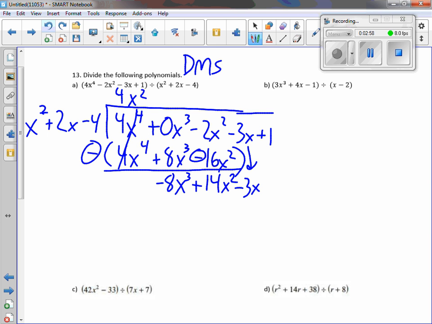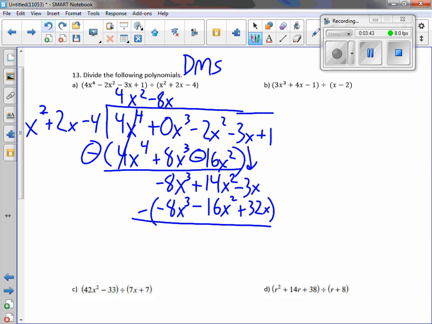And we start the whole thing over again, dividing first terms. So negative 8x to the third divided by x squared leaves me with negative 8x. That's divide. Now we multiply. Multiply that negative 8x to everything over here. We get negative 8x to the third, sorry. Negative 8x times 2x is negative 16x squared. Negative 8x times negative 4 is positive 32x. That's divide and multiply.